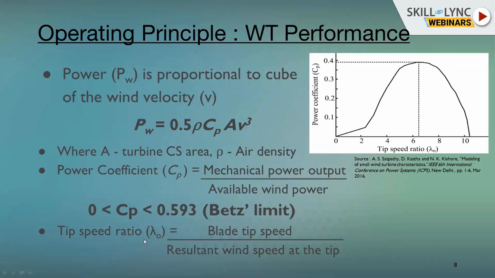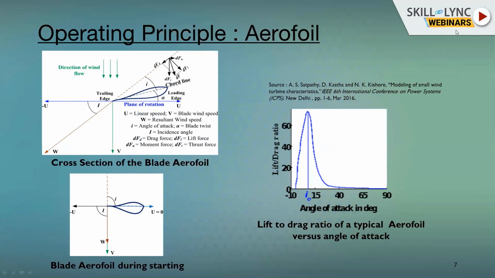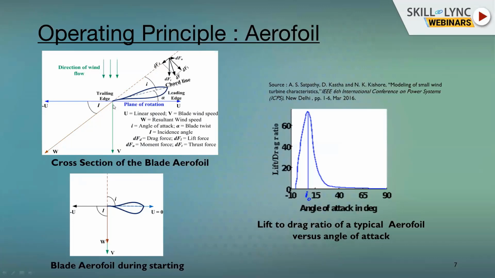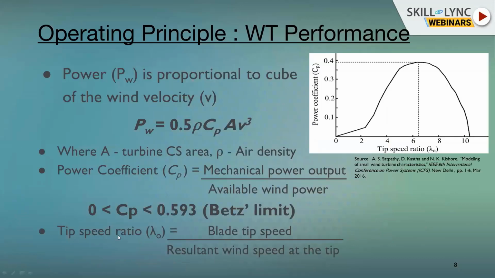Now comes an important parameter, the tip speed ratio. What is tip speed ratio? It is the blade tip speed, omega into R, where capital R is the blade length, that is the linear speed at the blade tip, divided by the resultant wind speed, that is w at the tip part. So that is the tip speed ratio.